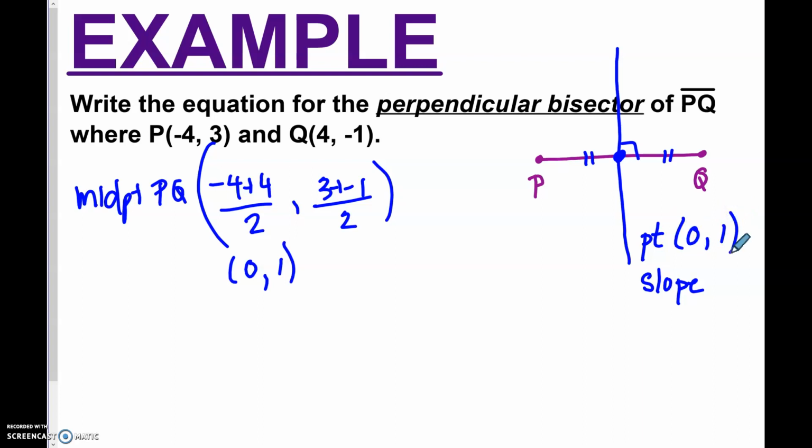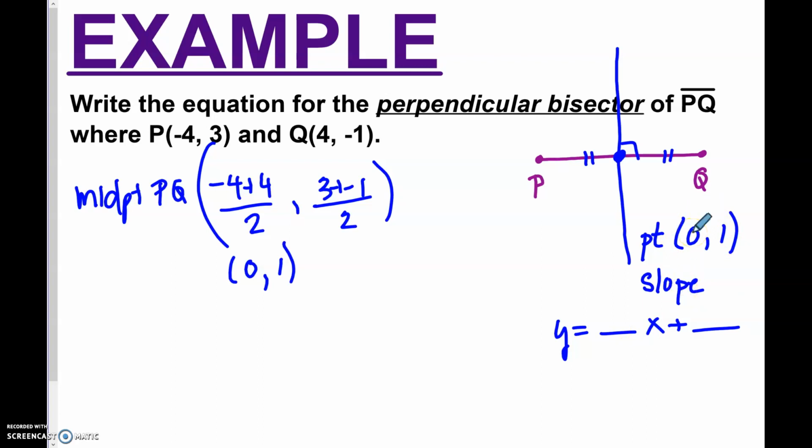So it looks like this point for sure on that blue line is going to be the ordered pair 0, 1. Well, the next thing we need is to find the slope, because we need y equals blank x plus blank. So we're looking for slope and y-intercept. So in here, we're going to find our slope. How can we find the slope?